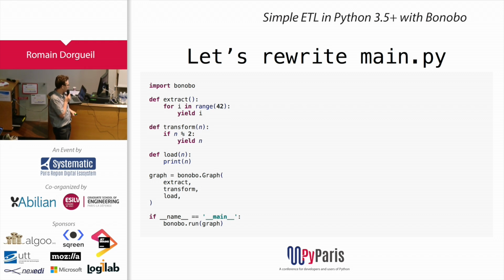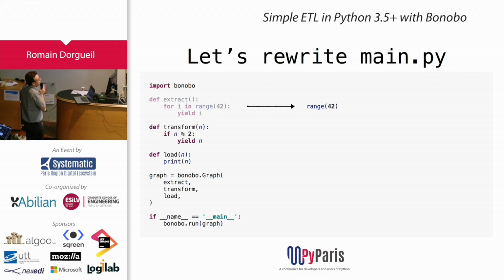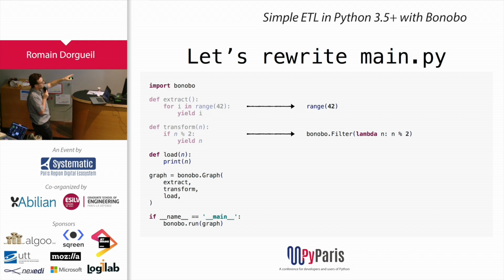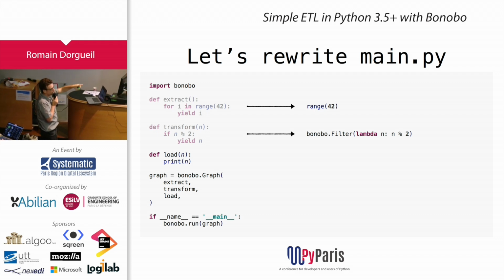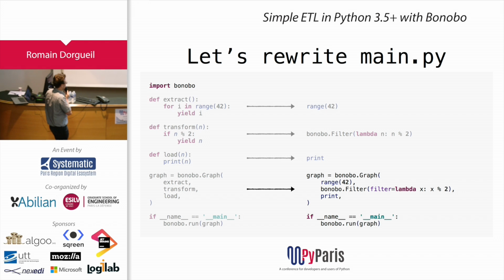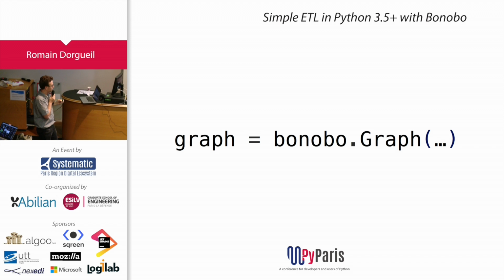You can, if you want, add the main block, which runs the thing, or you can use bonobo run, which will just find the graph instance and do that for you with a little bit more candies. You could have just directly used range instead of extract. You can use bonobo.Filter, not a regular Python filter because it's not based on the same thing, but you can use it to filter that, and you can use print directly instead of that. So the same graph could have been written just like this. Maybe a matter of style. I like to have explicit things, but you can write the same thing in 5 lines here.